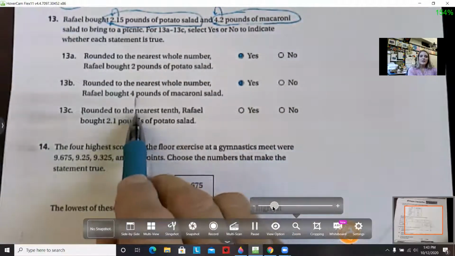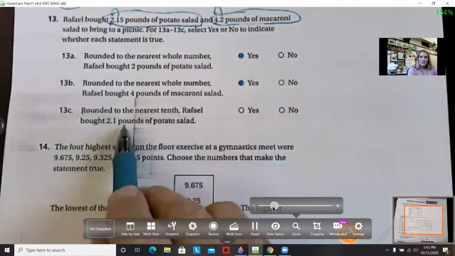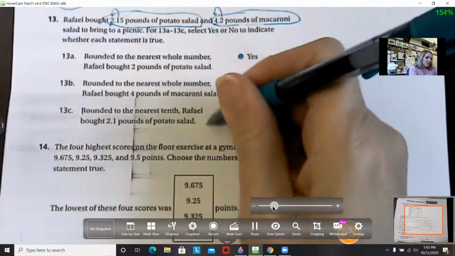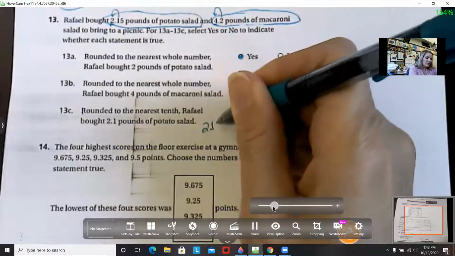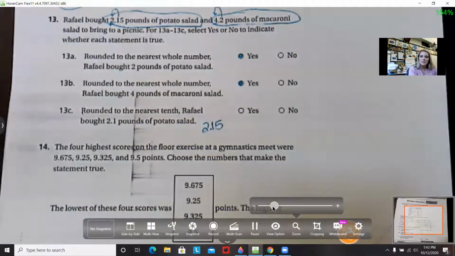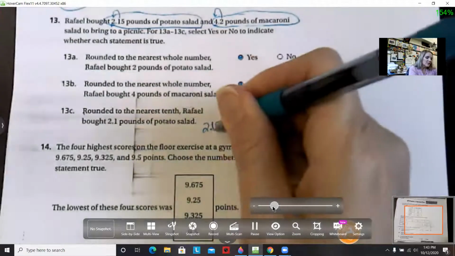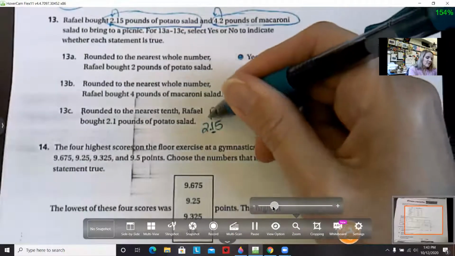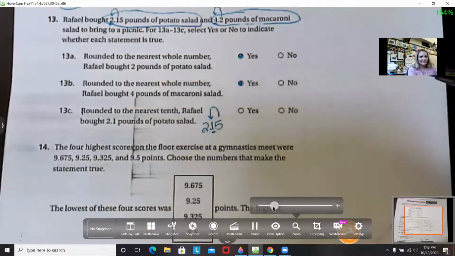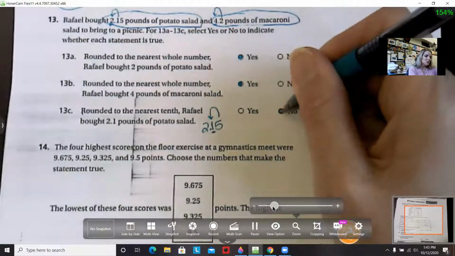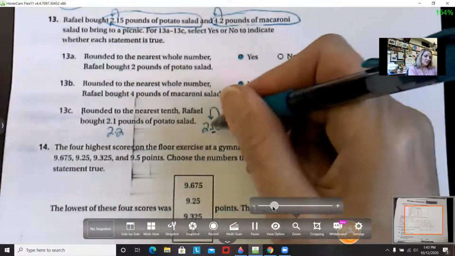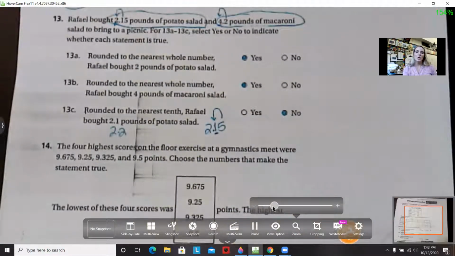All right, round it to the nearest tenth. Raphael bought 2 1/10 pounds of potato salad. So let me write that down here. He bought 2 15/100 pounds of potato salad, and it says round it to the nearest tenth. That's the 1. I look beside it. Does the 5 make the 1 stay the same? No way, Jose. That should round up to 2. So it should be 2 2/10. That 5 turns the 1 into a 2. So that is a no answer.